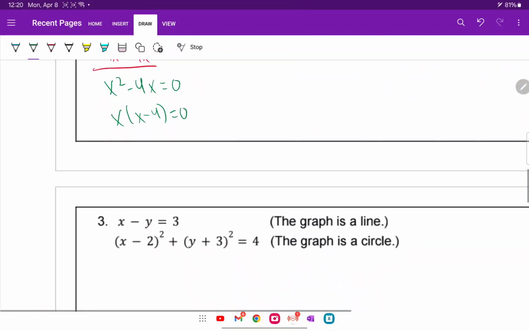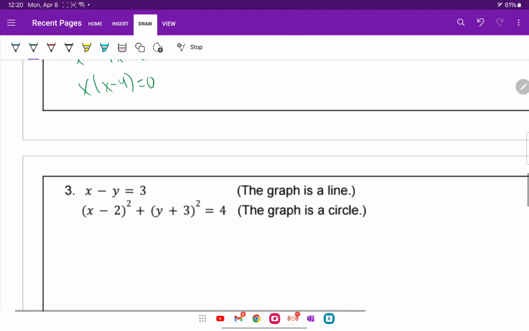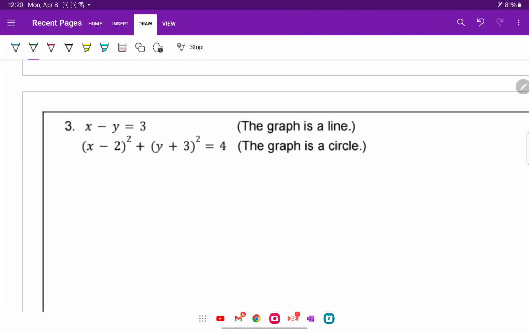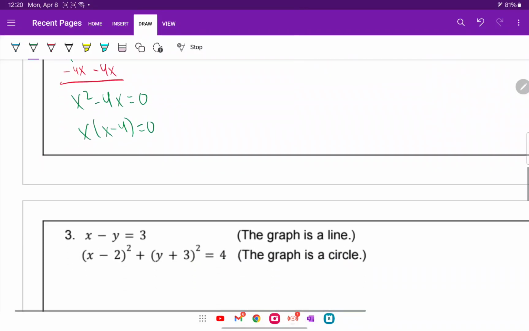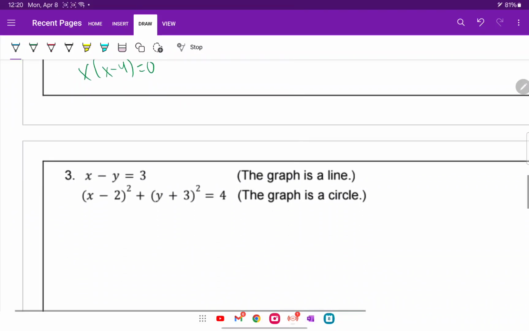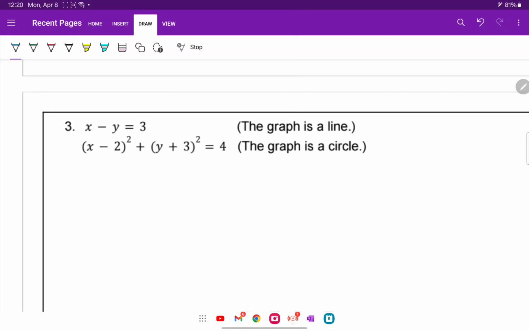All right, on to number 3. For number 3, you'll notice we have a line this time, and this time we also have a circle instead of a parabola. So here it looks like the line is going to be easiest to solve, and I'll solve this for x because x is positive. So all we're going to do is add the y to the other side. So we get x equals y plus 3. And since this is solved for x, we're going to plug this in for x in this equation.